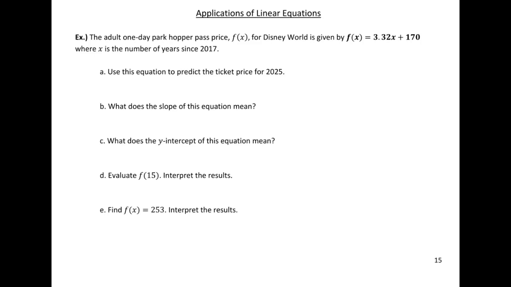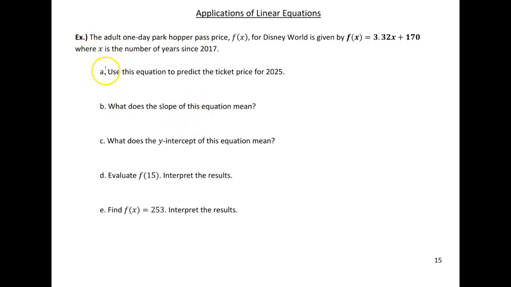They tell us in this first sentence that f of x represents the price. Remember, f of x is the same thing as y, so this output is the price. X is the input. X is the number of years since 2017, so we have to be careful of that. We wouldn't enter, for example, 2025. We need to know how many years it's been since 2017, and that's the x value.